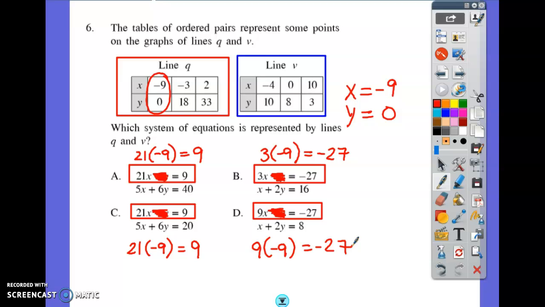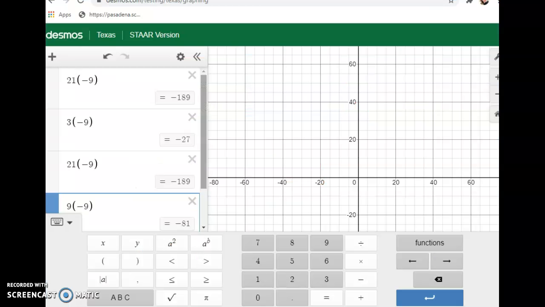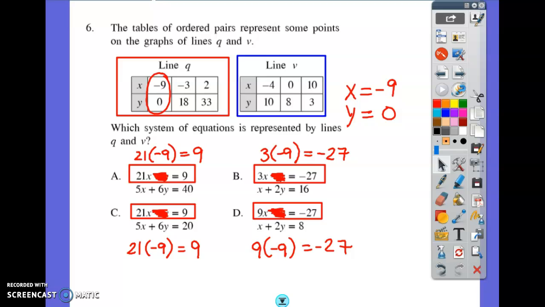And if you don't know these in your head, I'm going to show you how to do it in Desmos just so that you can check all 4 of them. Okay, so when you type them in Desmos, this is what it's going to look like. I just already had them typed in. So 21 times -9 is -189. 3 times -9 is -27. 21 times -9 is -189. And 9 times -9 is -81. So just go look and see which one made sense, and that will be your answer.